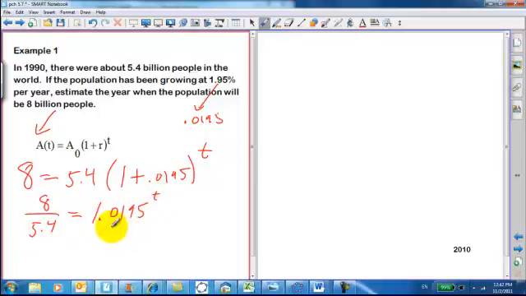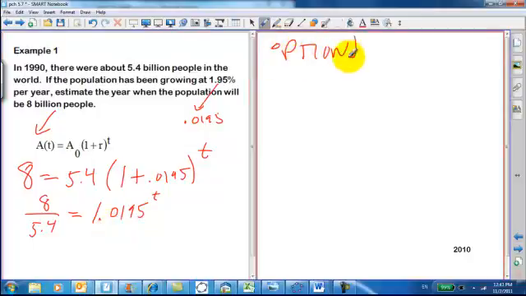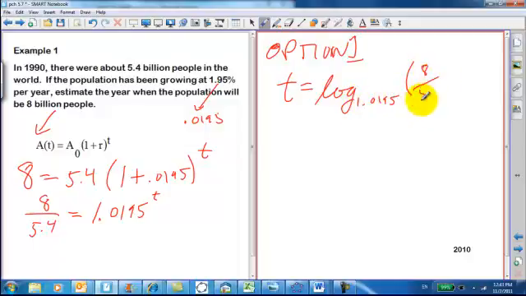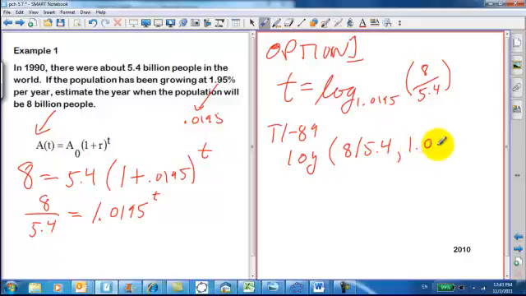And now here's where you have a couple of options. Option 1. That is, just change it to the base you've got here. Change it to a logarithm. t equals the log base 1.0195 of the other side, 8 over 5.4. And we can put this into the TI-89 with that log key I just talked about. 8 divided by 5.4, comma, and then put in the base, 1.0195.